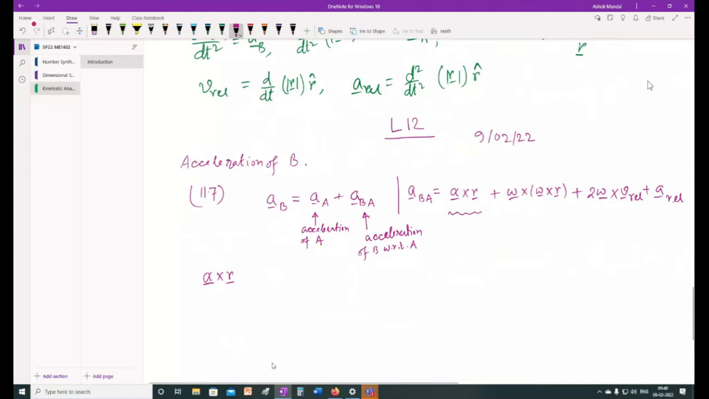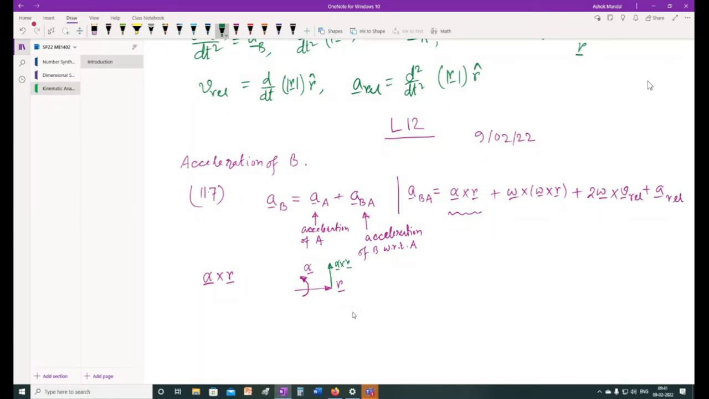First, tell me what is the direction of this alpha cross R. R is a vector like this, and if alpha is positive, what is the direction of alpha? Perpendicular to the board, right? This is the direction of alpha. Now tell me what is the direction of alpha cross R? Upward direction. So this must be like this. This quantity is alpha cross R.